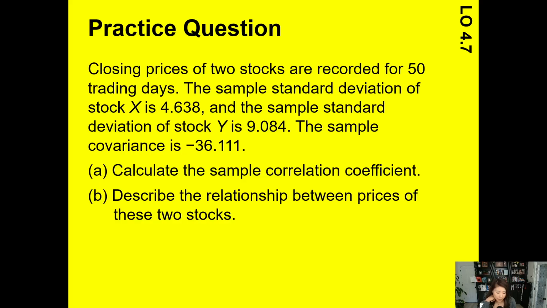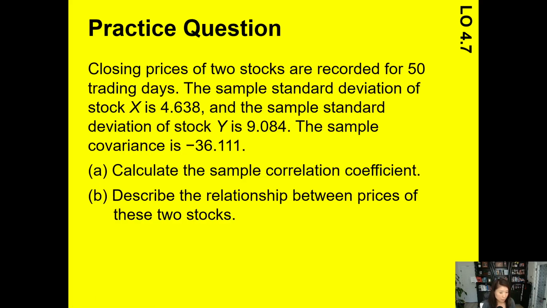In this one, we're going to look at the computer skill where we actually learn how to use Excel to calculate the correlation coefficient very efficiently. But here we just use hand, applying the formula we just saw to calculate the R statistic. Closing prices of 2 stocks are recorded for 50 trading days. The sample standard deviation of stock X is 4.638, and the sample standard deviation for stock Y is 9.084. The sample covariance is -36.11. Calculate the sample correlation coefficient, and describe the relationship between the price of these two stocks.